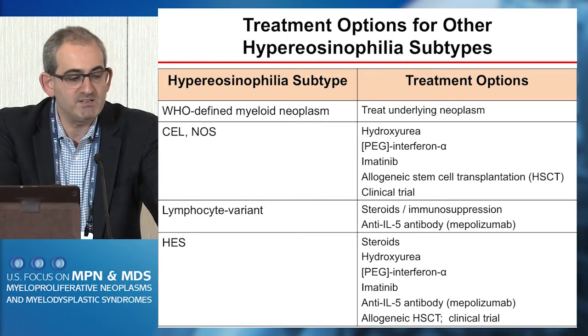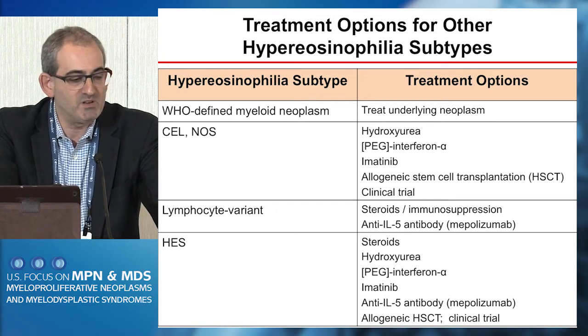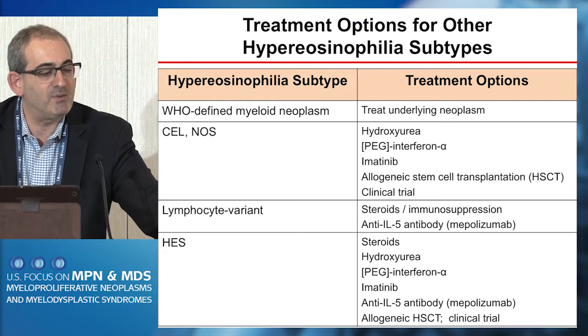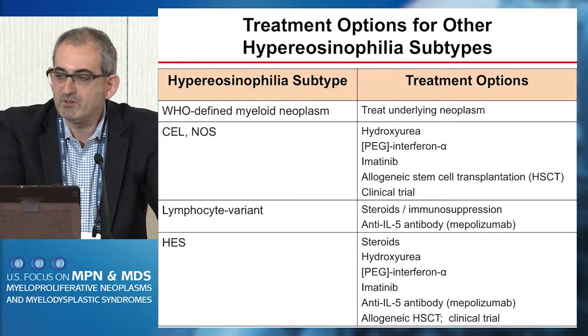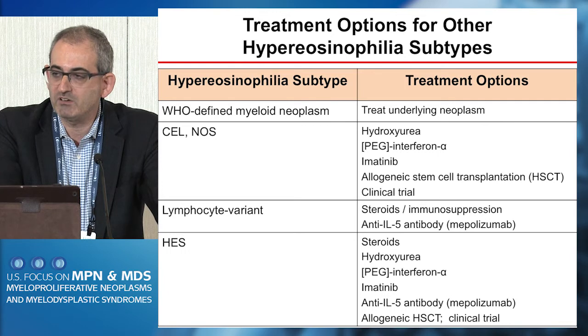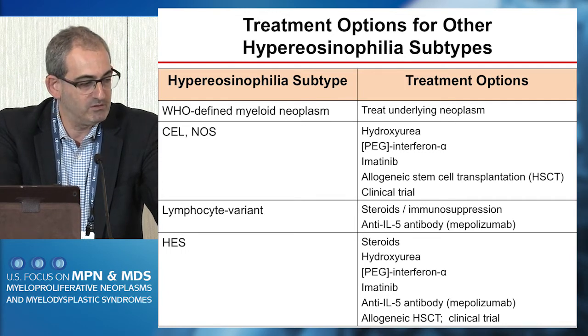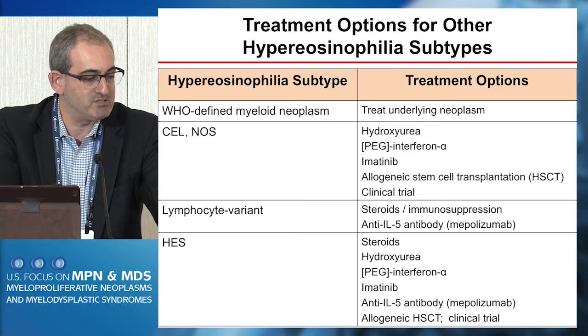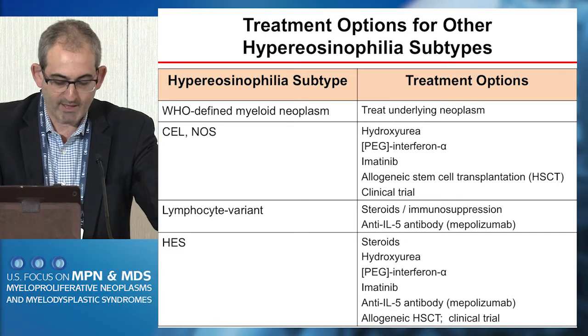For lymphocyte variant disease, really the mainstay of treatment is either steroids or, on a compassionate use basis, the use of an anti-IL-5 antibody such as mepolizumab. Mepolizumab is actually approved right now just for eosinophilic asthma, but not for HES or lymphocyte variant disease. And finally, for HES: steroids, hydrea, interferon, imatinib, again, mepolizumab, or consideration of transplant or clinical trial.